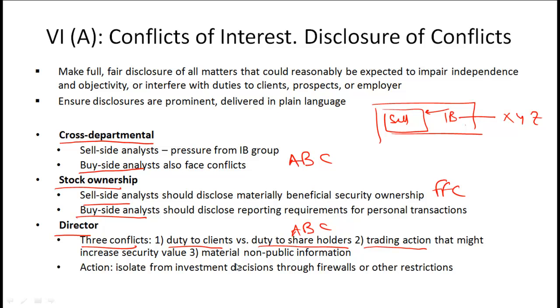And finally, as a member of the board of directors, you could possibly have access to material non-public information, which could also create a conflict. Given the tremendous amount of conflicts, generally the best way of dealing with this is to isolate yourself from investment decisions, or the firm needs to ensure that if somebody is on the board of directors of a given firm, that person should not be involved in any recommendations related to ABC, and that can be handled through firewalls or other restrictions that we have spoken about in earlier standards.